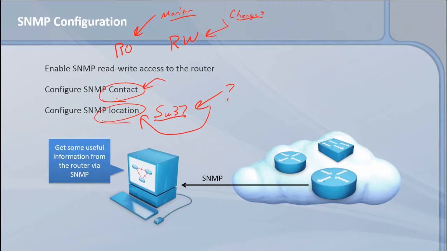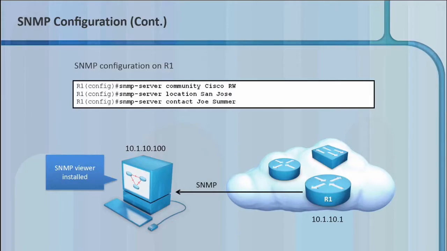And then contact, in a larger organization if there's multiple people involved, this will let us know who to contact specifically if there's problems with that device. So here we're saying the community string is going to be Cisco, and that's going to be read-write, meaning you can use this for read, monitoring, or writing, making changes. So this is a pretty powerful setup.